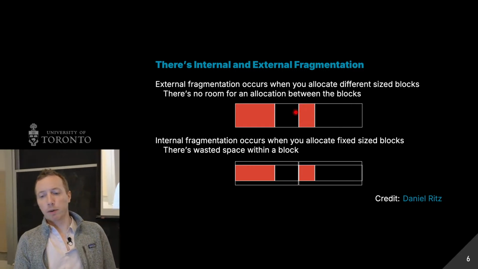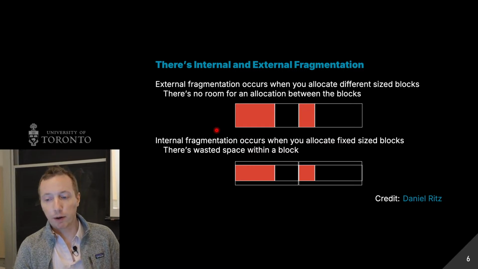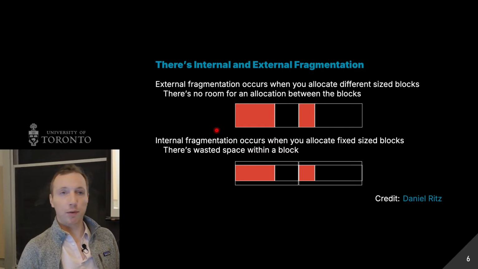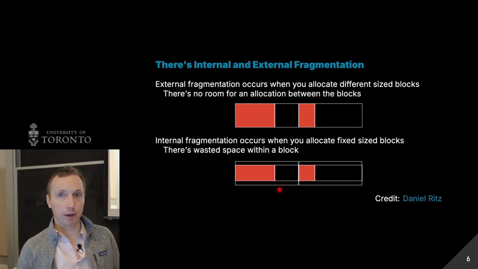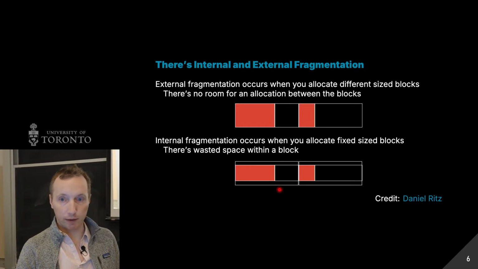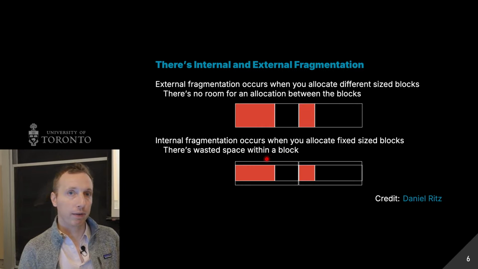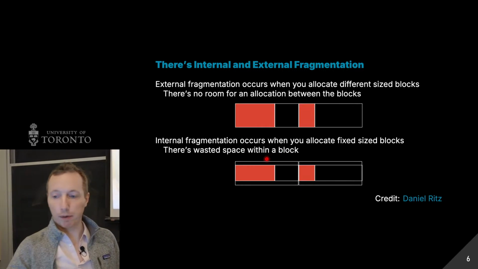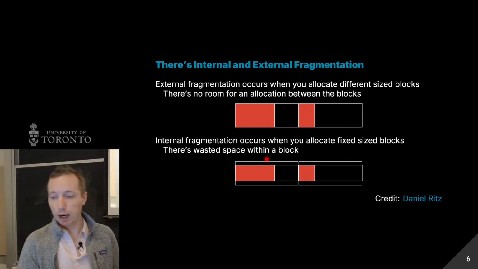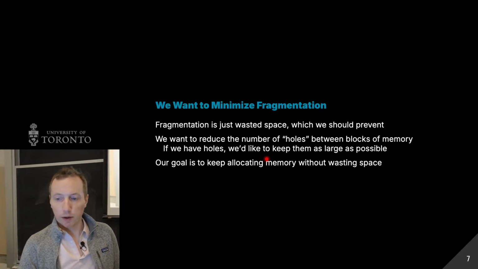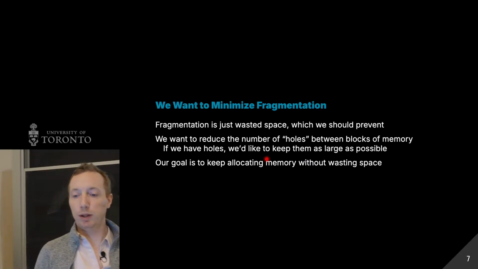And then we might have some internal fragmentation. This is what we still have for file system. That occurs when you allocate a fixed size block and there's wasted space within a block. So for example, if my memory allocator only gave you pages at a time, like 4096, and I only used slightly over half of it, then all those other bytes would be considered internal fragmentation. I can't use them to do any other allocations. So we want to minimize fragmentation here, just wasted space, which we should prevent.